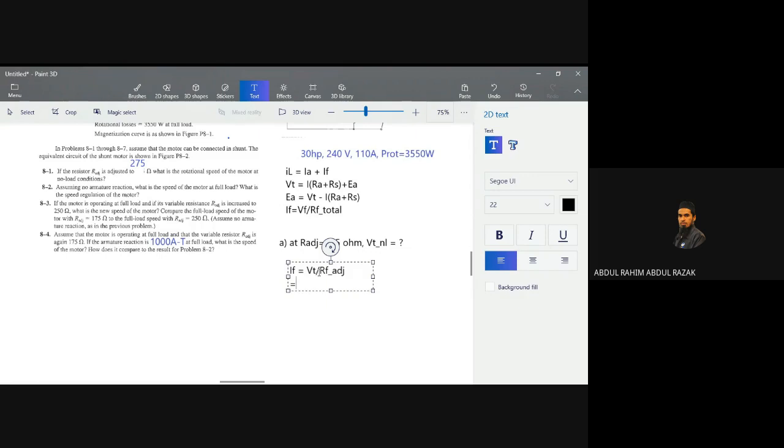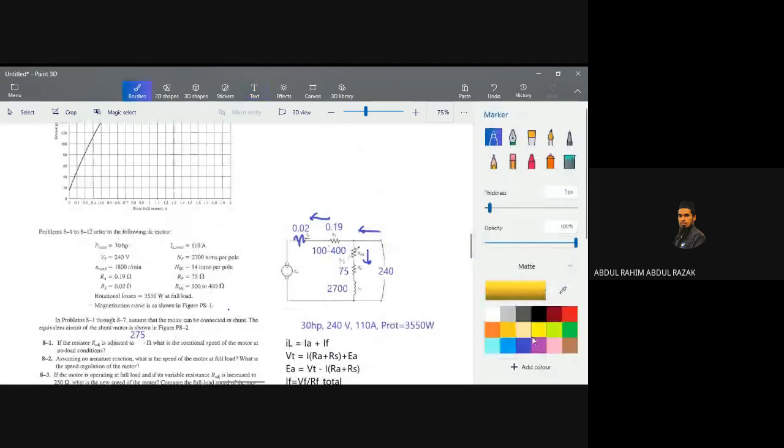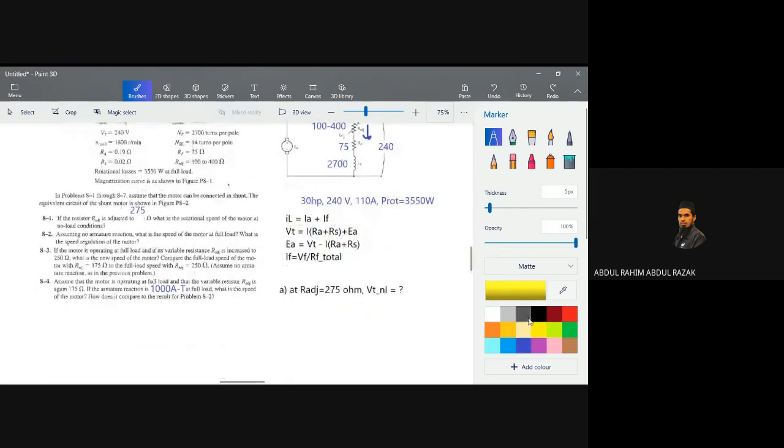So go to VT over RF total. Sorry, RF total. You can also write another equation, which is RF total is equal to RF plus R adjustable. And also is equal to, we have here, I put the values, 240 volt terminal voltage, because once you draw the diagram, you can see that our field and our armature here are sharing the same voltage at this terminal. So 240 is our terminal voltage for armature, and the same goes for the terminal voltage for our field.